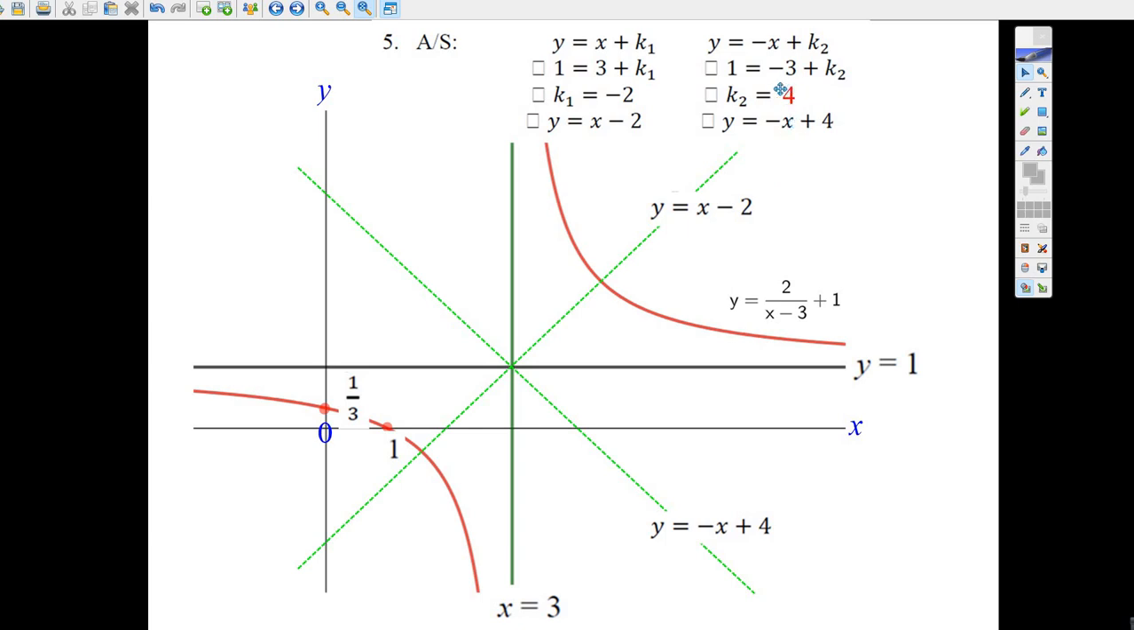For the other one, there's a little typo in the notes, I think. We substitute 1 in for y, 3 in for x, and we've got minus 3 here. We add it, and the y-intercept equals 4. So it's y equals minus x plus 4, and it cuts through up here at 4. They're really easy to draw because you just draw two lines at 45 degrees that go right through the middle of the asymptotes. There's the whole thing done completely.